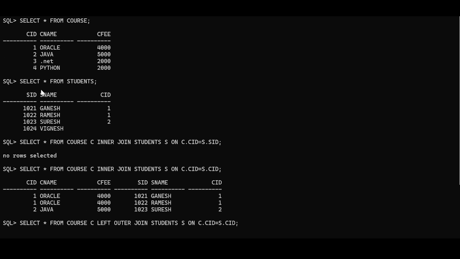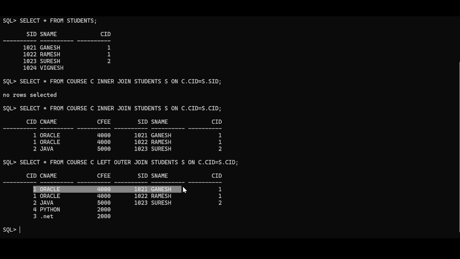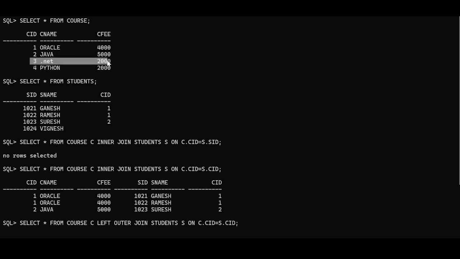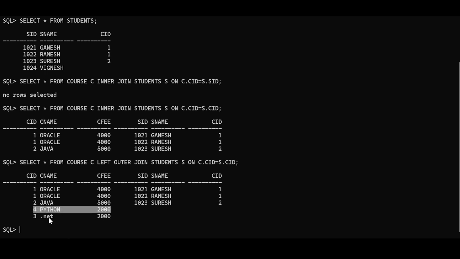If you see the course table, you have Oracle, Java, .NET, and Python. Firstly, it will retrieve all the matching data with respect to the next table, then it will retrieve the unmatched data. So Oracle and Java are taken. But .NET and Python are not matching records, because these courses are not taken by any students. These are unmatched records, and they will also be displayed at the end.